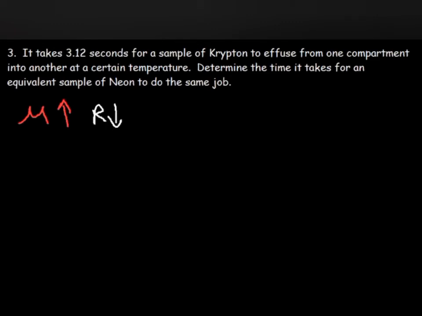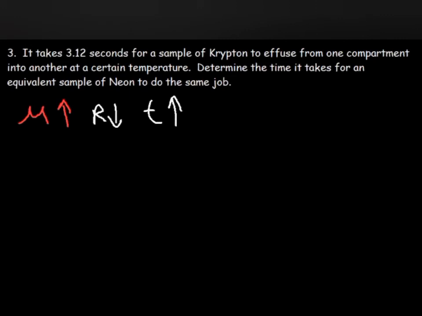Now, if the rate of diffusion decreases, what about the time? Even though heavy gases move slower, they take a longer time to get the job done. Lighter gases, which move faster, take a shorter time to get the job done. So let's say you're driving from Chicago to New York. If you're driving at 70 miles an hour, you're going to get there relatively quick. But if you're driving at 30 miles per hour, you're going to take a long time to get there. So, as the rate of diffusion decreases, the time it takes to get the job done increases.